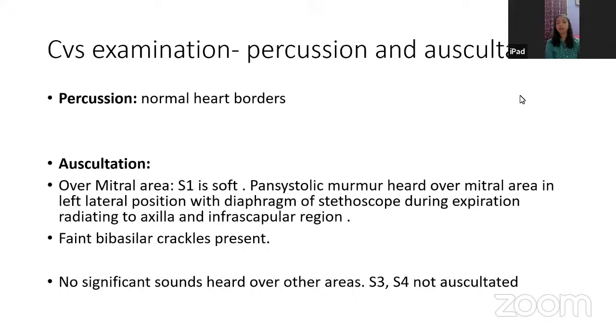Yeah. Okay. Now tell me, Jaimin, how will you manage this case? As a doctor, what advice or what treatment will you initiate? So for treatment, we'll give benzathine penicillin G 1.2 million units. Yes. Is it a primary prophylaxis or a secondary prophylaxis?